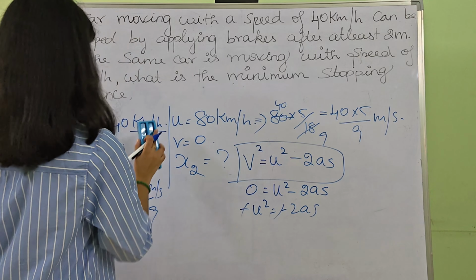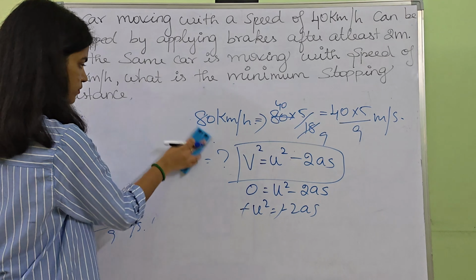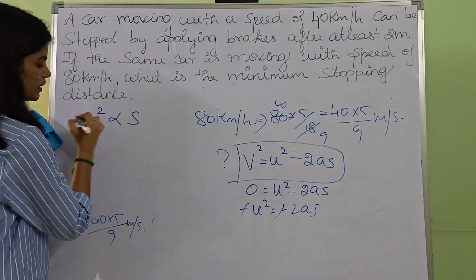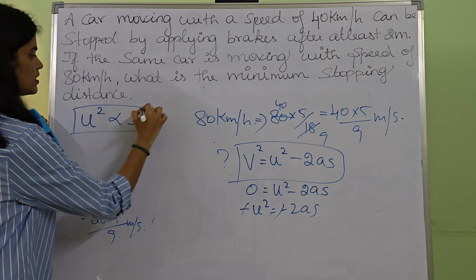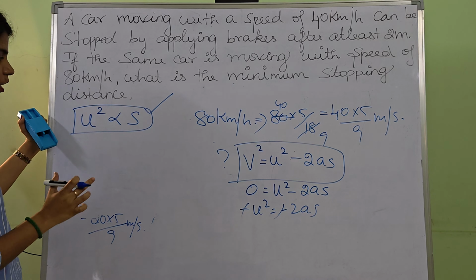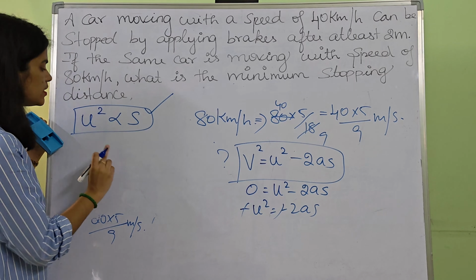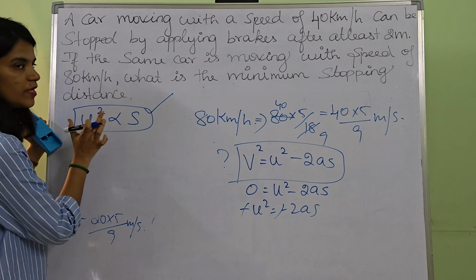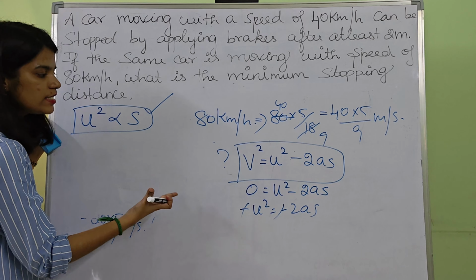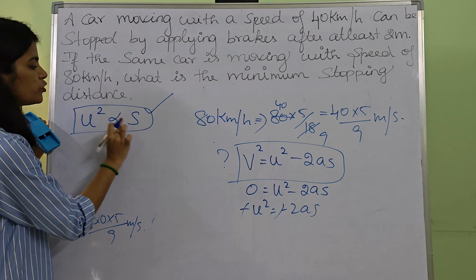So finally, u square is directly proportional to s. This relation is very important. Whenever they provide velocity and stopping distance, please note down this condition, it is very important. You don't want to do this kind of thing every time, I just derived how it comes. Okay. So now you just focus: u square is directly proportional to s.